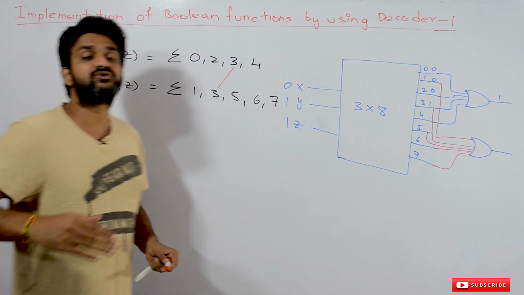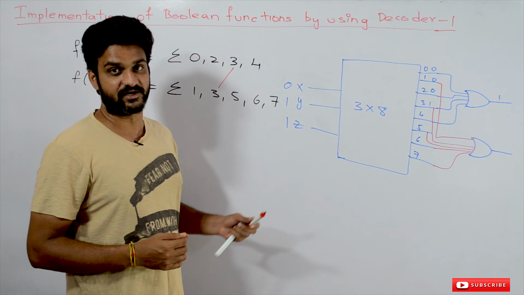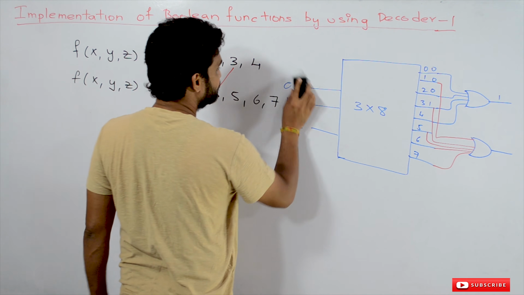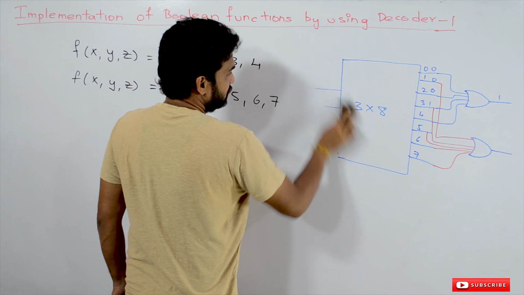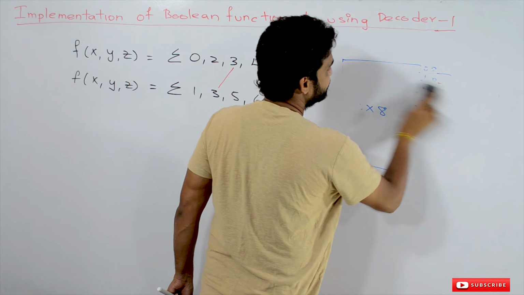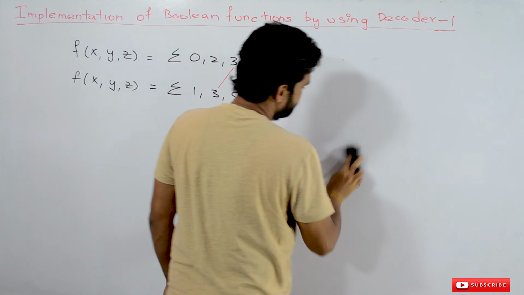So this is how the functions can be implemented by using a decoder. For example, if you want to create a function for a half adder by using a decoder, can that happen? Yes, we can create the half adder implementation. So the implementation of the half adder can be done by using a decoder.